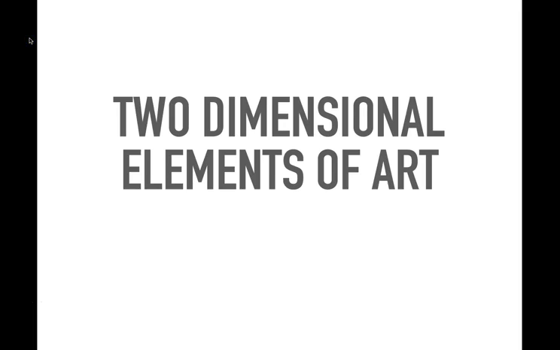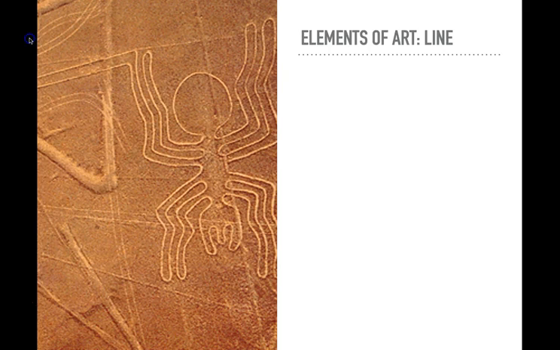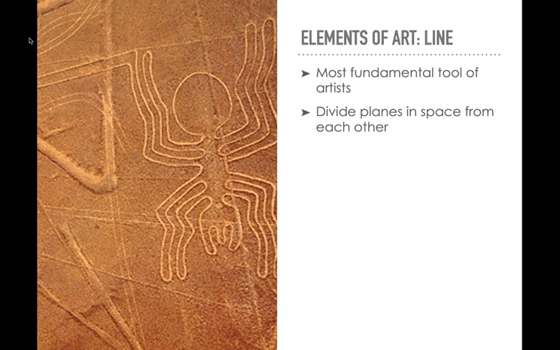We'll start with the two-dimensional elements of art. The first and most basic is line. Line is the most fundamental tool of artists. What is a line? Well, if you'll remember from geometry class, it is something that divides planes in space from each other.